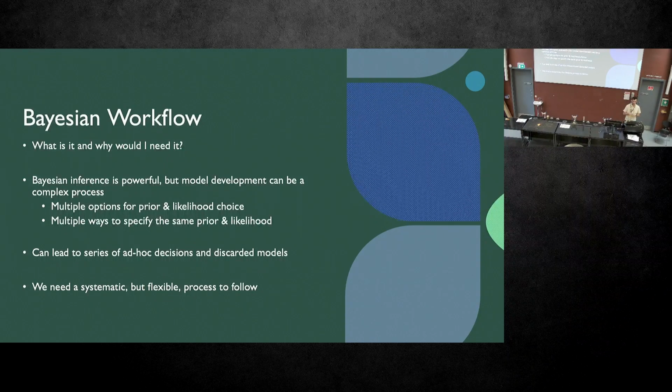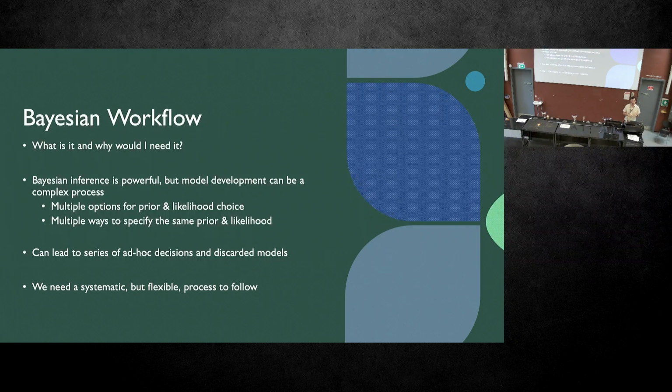So as hopefully you already know, or you might come to appreciate this week, Bayesian inference is incredibly powerful. You can do quite a lot that you can't do outside of a Bayesian framework, but it comes with a lot of inherent complexity. So you have multiple options for the prior that you choose, the likelihood you choose for your outcomes, and you even have multiple ways to specify the same prior and likelihood. And different specifications can lead to very different sampling performance. And that's something that we'll actually explicitly touch on later in the session.